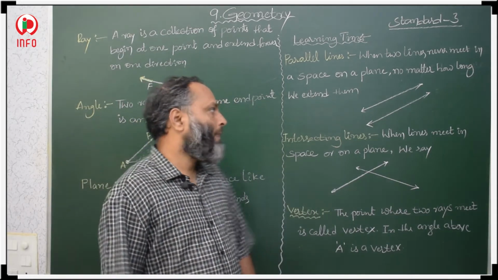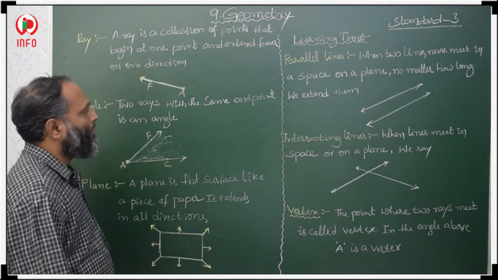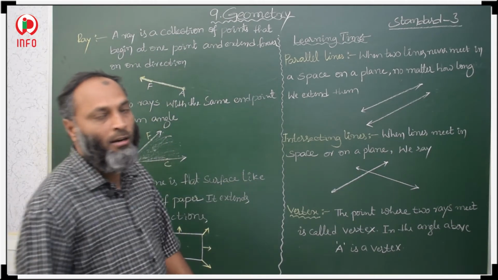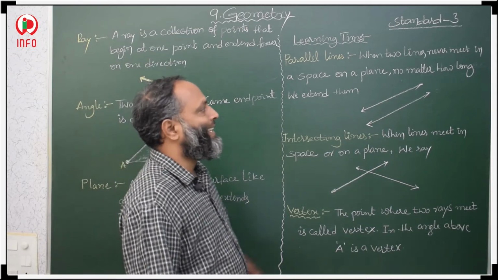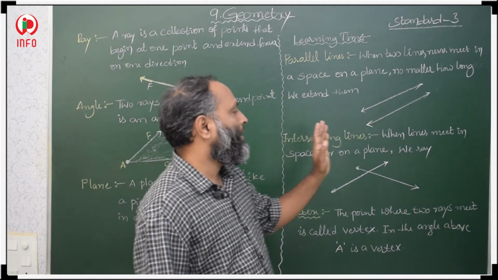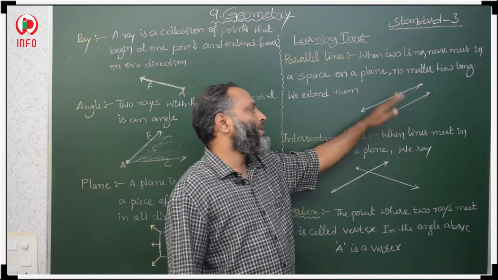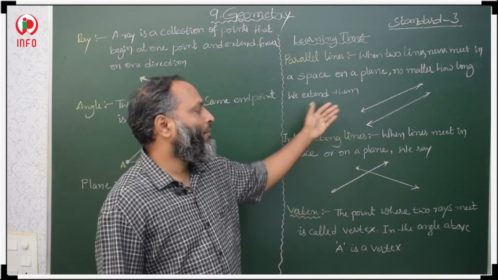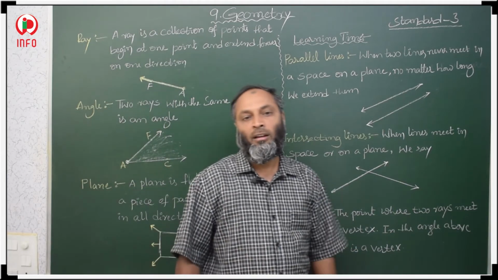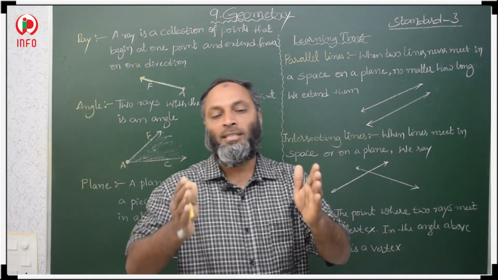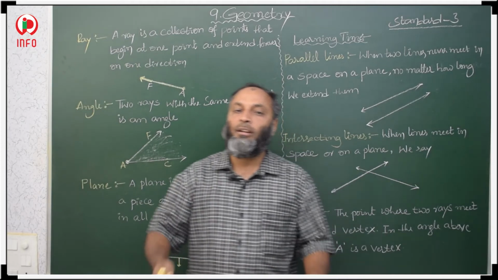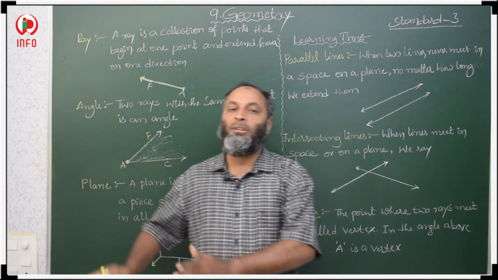Now after that, parallel lines. What are parallel lines? When two lines never meet, then that type of lines are called parallel lines. Here these two lines are parallel lines. They never meet. For example, a railway track. The tracks never meet, so that is an example of parallel lines.